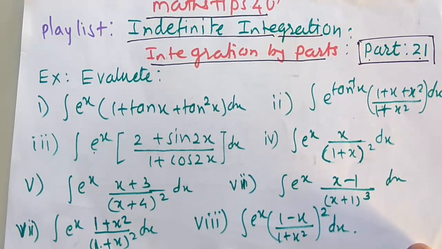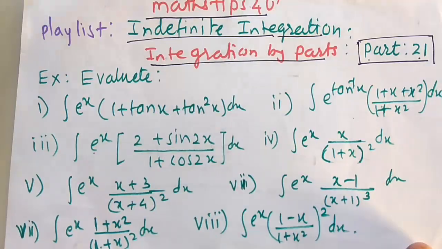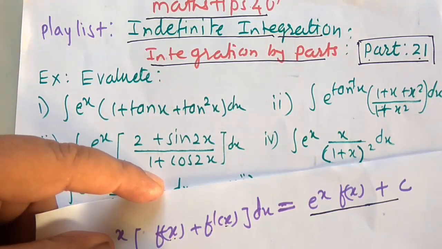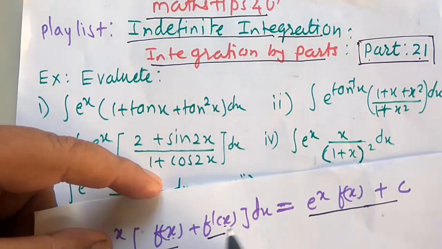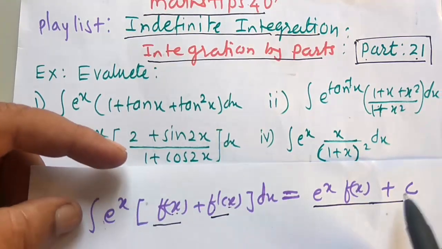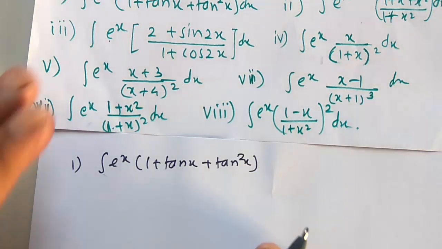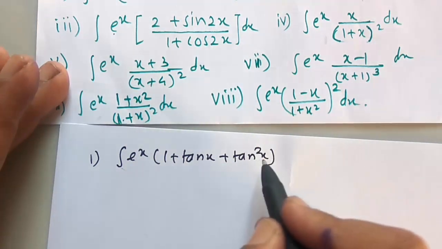In this type of example, we have to recognize which is f of x and which is its derivative. If you know the function and its derivative, then you can write its integration as e raised to x f of x plus c. For example, in the first example, it is given integration of e raised to x, 1 plus tan square x dx.